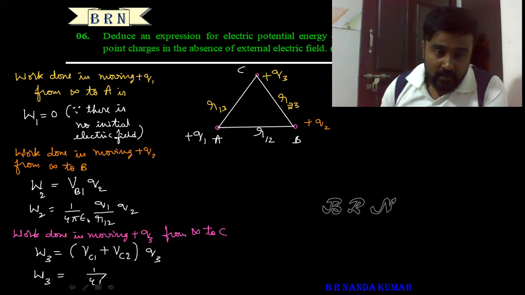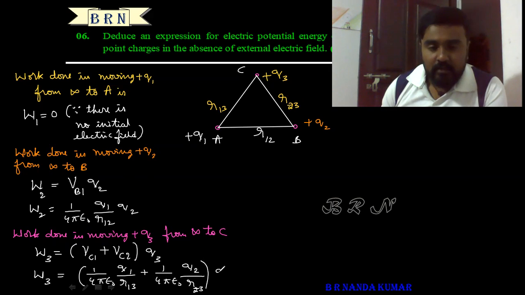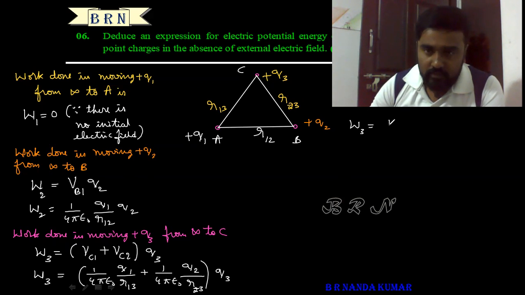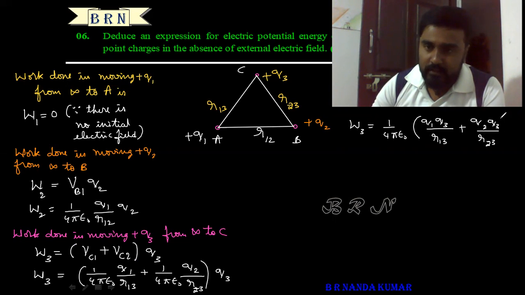VC1 means electric potential at C due to Q1 charge. Formula is very simple: 1 by 4 pi epsilon naught into Q1 divided by R13, plus VC2, 1 divided by 4 pi epsilon naught, Q2 divided by R23, into the moving charge Q3. So W3 is equal to 1 by 4 pi epsilon naught, taking common, remaining Q1 Q3 divided by R13 plus Q2 Q3 divided by R23.